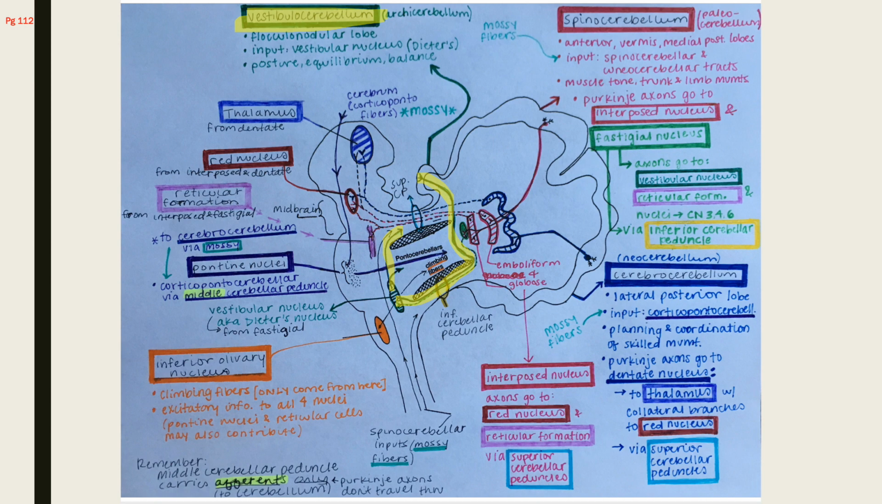So we have our fastigial, globose, emboliform, and dentate labeled. Those are the deep nuclei.